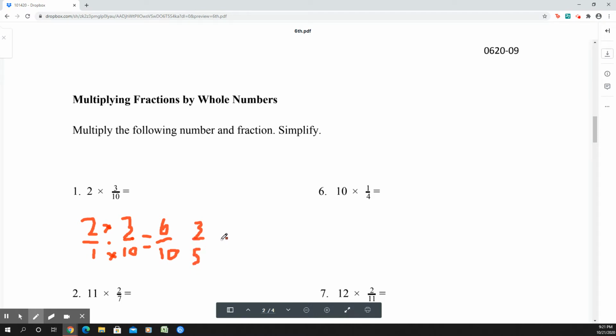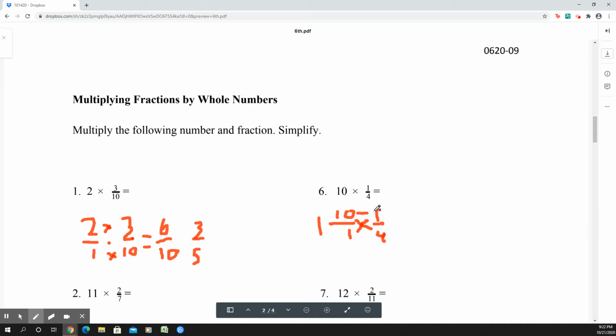Another way to do this is you simplify first and then you multiply. So if you look at number 6 over here, it would just be 10 over 1, and then 1 over 4. And so this time you're going to simplify before you multiply. So you can simplify across, or you can simplify down this way, and you can simplify across this way, like that. What you can't do is simplify like this.